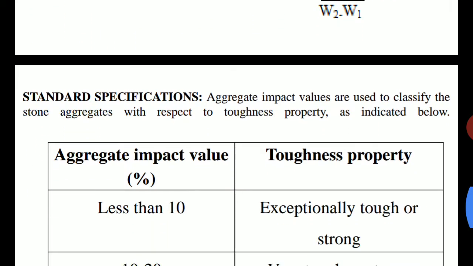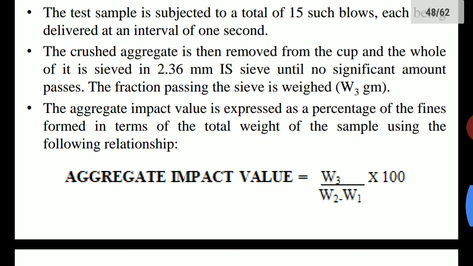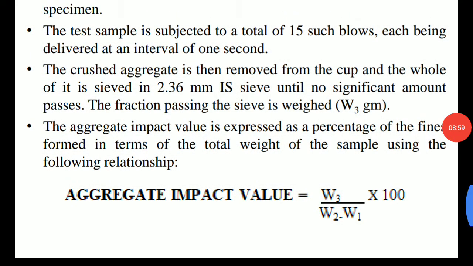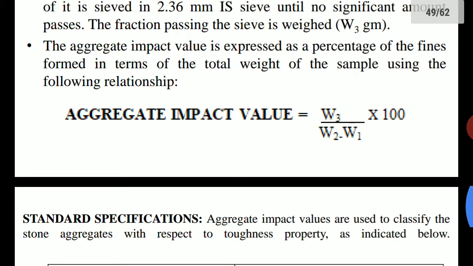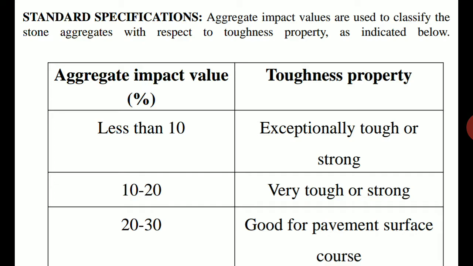Okay, so here they have given the standard specifications for the aggregates. We'll get different results after conducting this test. For the aggregate samples we will take three different trials. After finding the three different trials, we will find the average value, that is the average aggregate impact value, and then check it against these standard specifications.